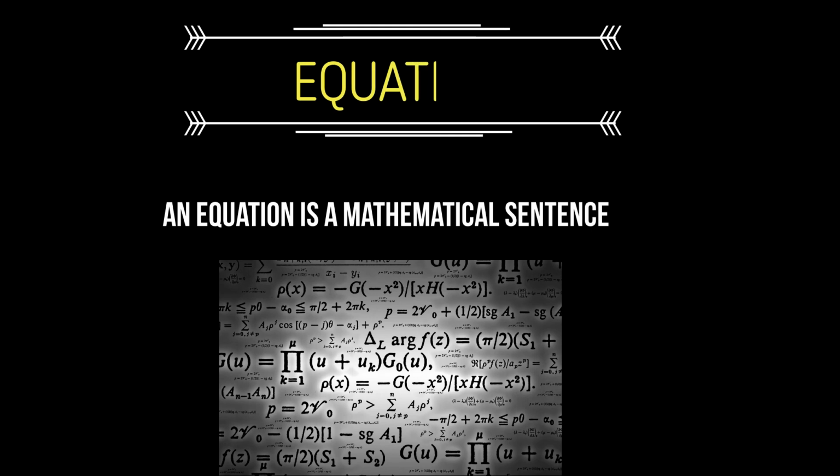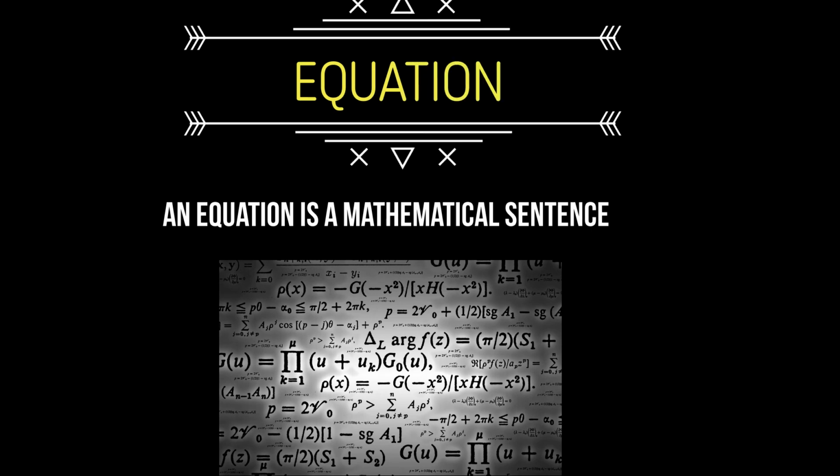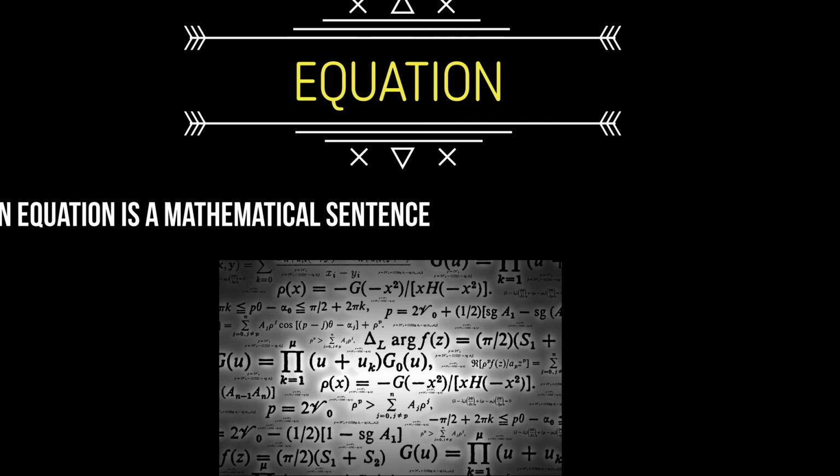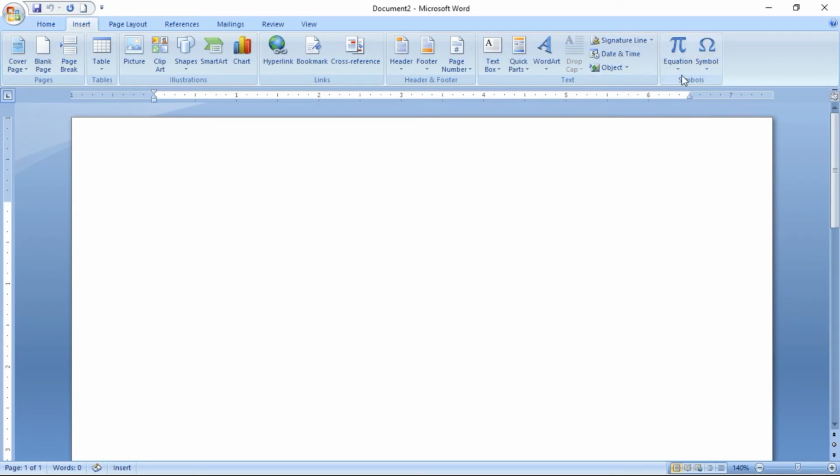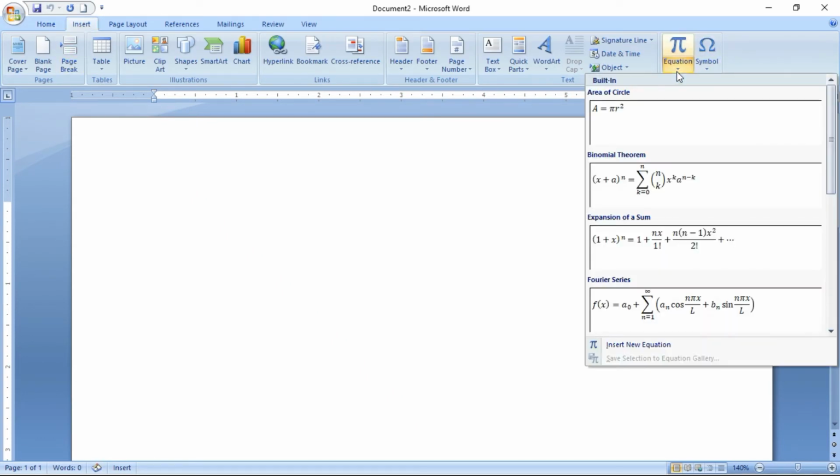Equation. An equation is a mathematical sentence. Now let us see how to insert equation in MS Word. In insert option, there is an option called equation. So if you want to insert a mathematical equation in your Word document, you can use this.